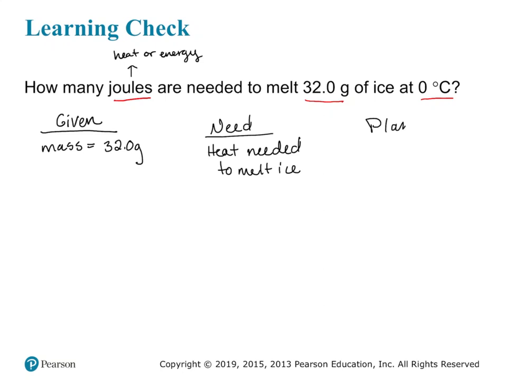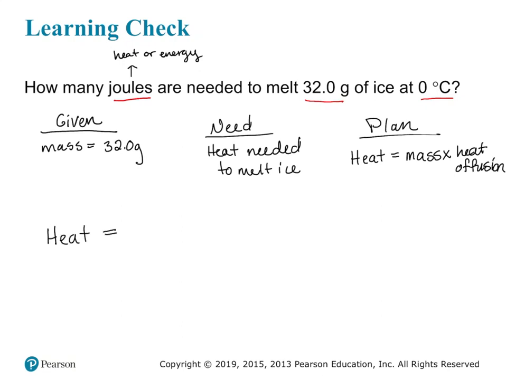So our plan is to use that heat of fusion. So remember, we just saw that we can calculate the amount of heat needed to melt ice or freeze water, depending. We can calculate that by setting it equal to mass times heat of fusion. Okay, so let's plug in what we know.